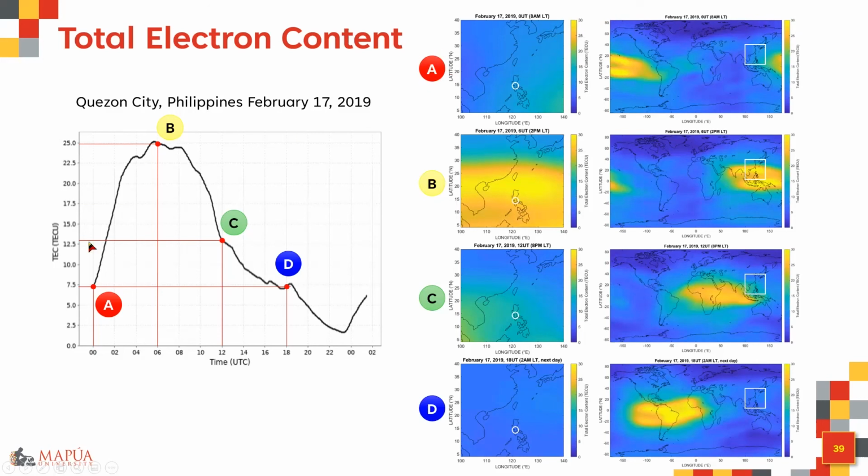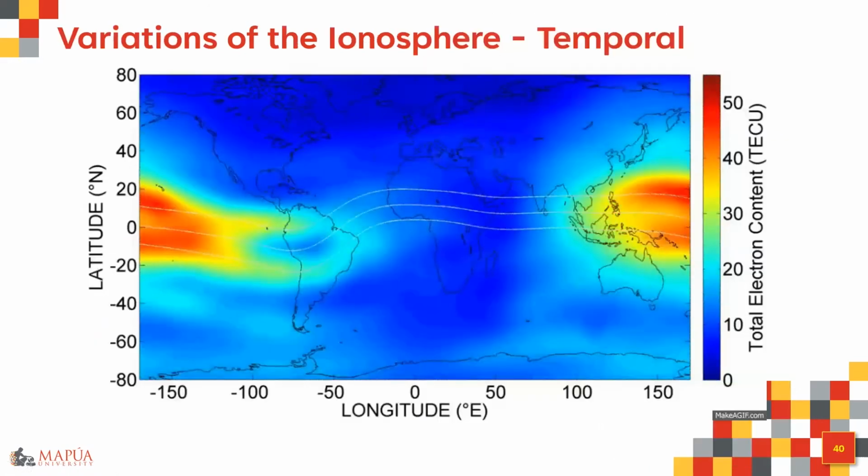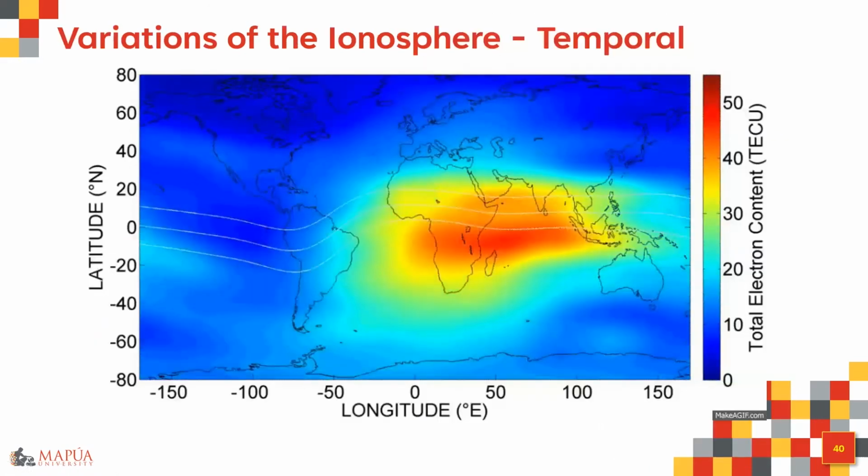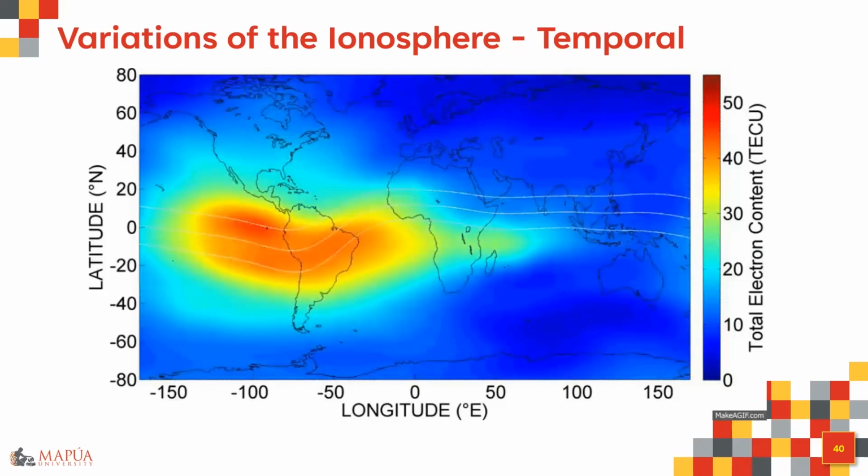So for letter A, you can see that the ionization is low. B, you can see that it's maximum. And then C, it's getting lower than B. And then letter D, it's very, very low. Okay, so this demonstrates the spatio-temporal variation of your total electron content. And if you want to animate that, we will end up with this figure.